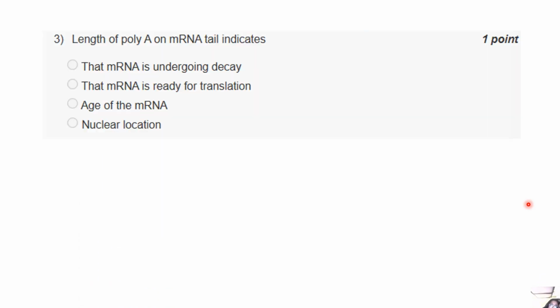Length of poly A tail on mRNA indicates: the mRNA is undergoing decay, the mRNA is ready for translation, age of the mRNA, or nuclear localization of the mRNA. I'll wait for 5 minutes.